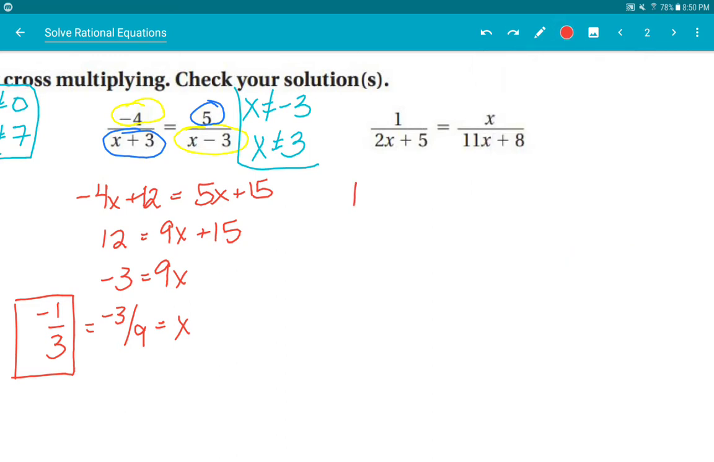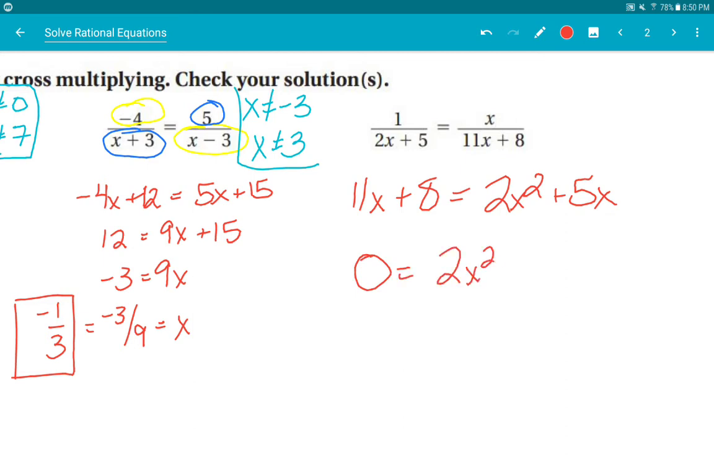All right, so we're going to get 11x plus 8 equals 2x squared plus 5x. Now, here's more of an Algebra 2 level problem where you have a quadratic as your result. So we have to get everything over to one side. So set the side equal to 0. That's going to give me 2x squared. When I subtract 11x, I get negative 6x. And when I subtract 8, I get negative 8. So this is what we're going to have to go ahead and solve.